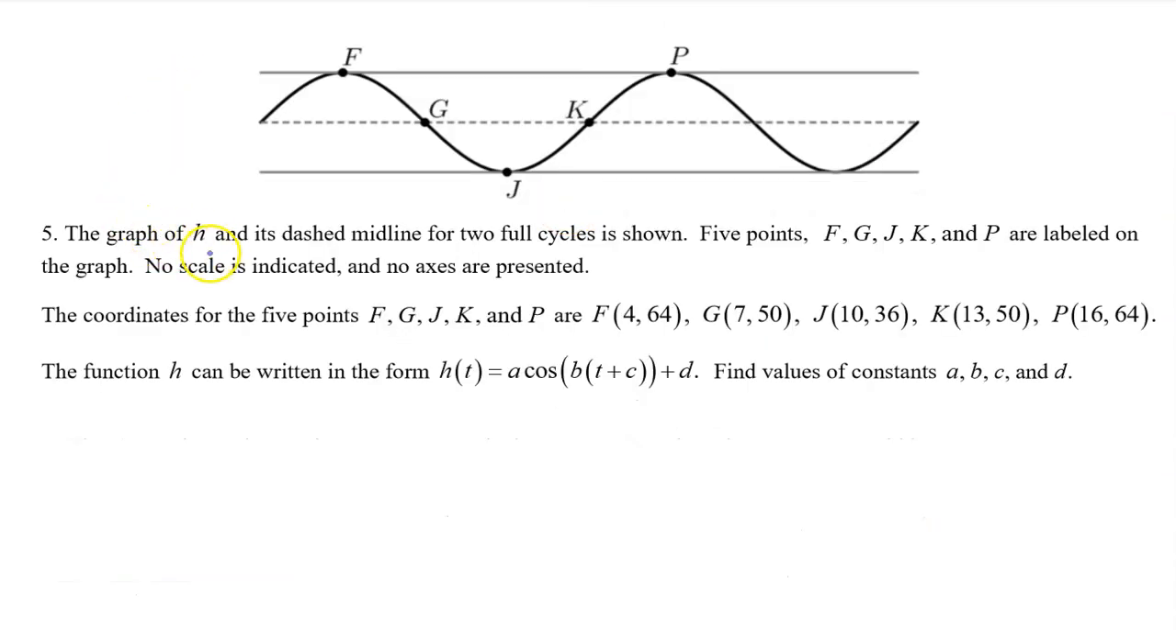Number 5. The graph of h and its dashed midline for 2 full cycles is shown. 5 points, F, G, J, K, and P, are labeled on the graph. No scale is indicated and no axes are presented. The coordinates for the 5 points F, G, J, K, and P are as given here. The function h can be written in the form h of t is equal to a times the cosine of b times t plus c, plus d. Find the values of constants a, b, c, and d.